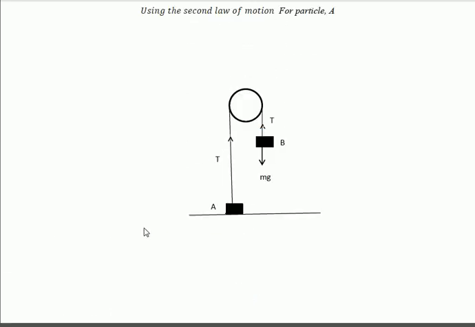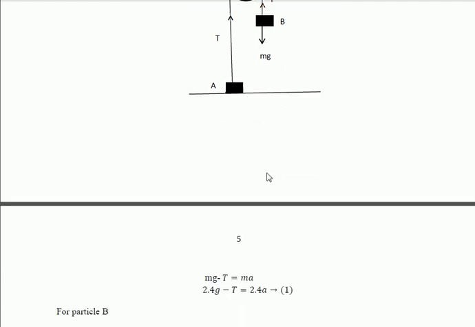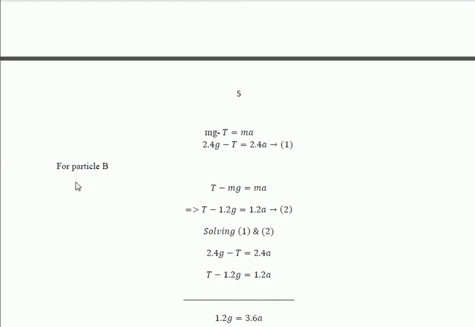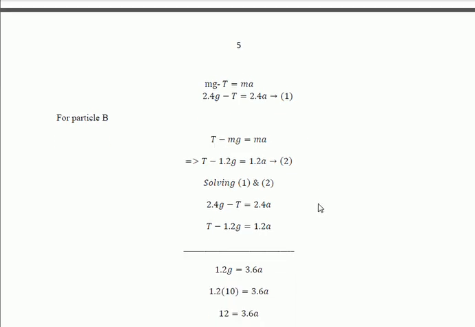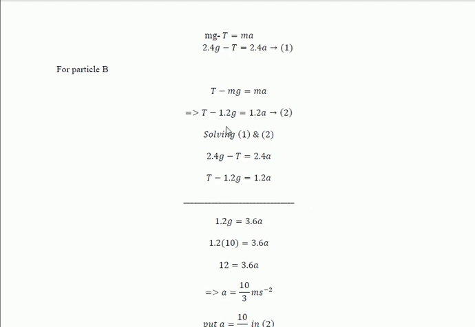In case of particle B, as it is moving upward, the tension is greater than the weight. So for particle B, T minus mg, because tension is greater as the particle B is moving upward. So T minus mg equals ma. By putting the values of m and g, and after simplification, we get equation 2.